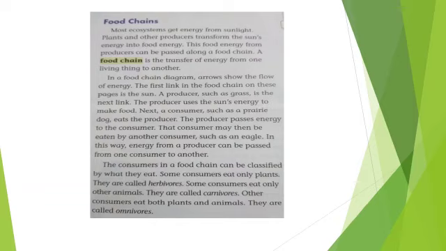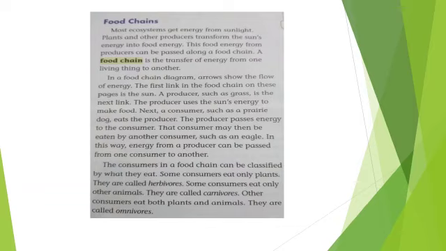The first link in the food chain on these pages is the sun. A producer, such as grass, is the next link. The producer uses the sun's energy to make food. Next, a consumer, such as a prairie dog, eats the producer. The producer passes energy to the consumer. That consumer may then be eaten by another consumer, such as an eagle. In this way, energy from a producer can be passed from one consumer to another.